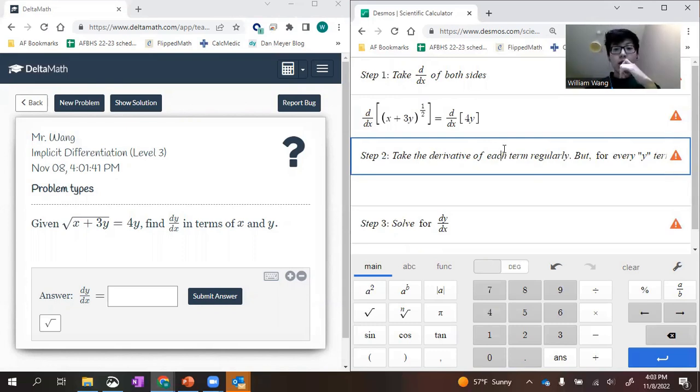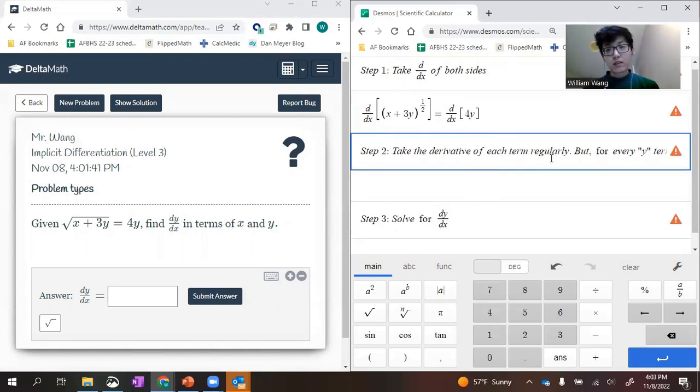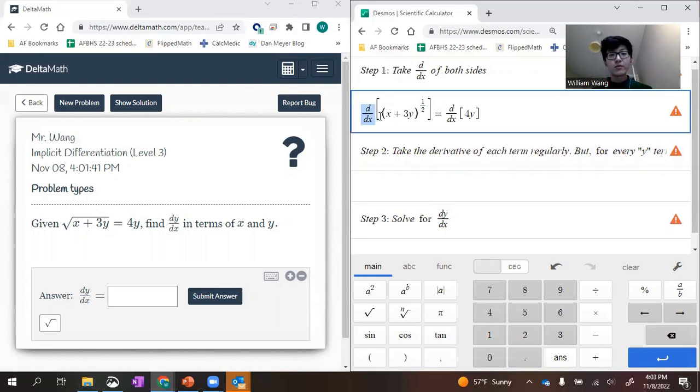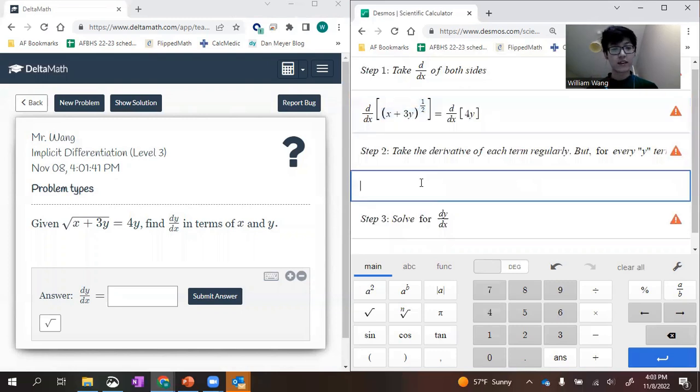Okay, we're going to take the derivative of each of these terms regularly, step 2, but for each y term, multiply by dy over dx. So I take the derivative. My first term, though, is this whole thing, x plus 3y, all in parentheses to the 1/2 power. How do I take the derivative of this? It looks like it's a function within a function, and it is. So I actually have to do a chain rule.